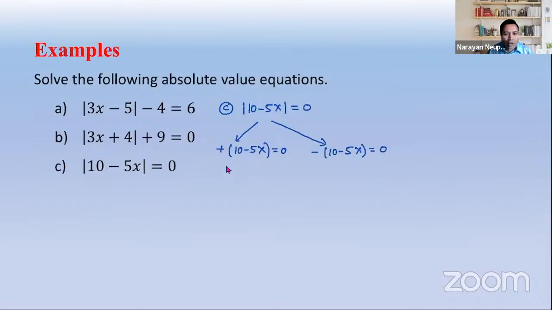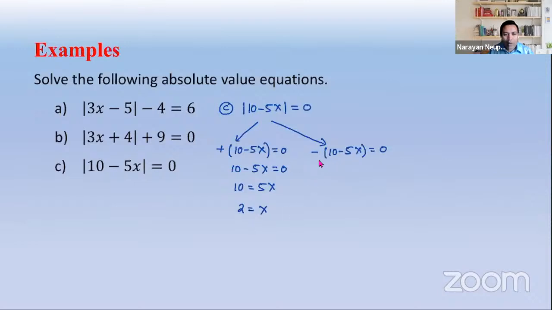And let's see what we get after solving this. When we have positive, it is just 10 minus 5x equal to 0. If we move this 5x to the other side, you get 10 equal to 5x. Now you can divide on both sides by 5, so you get x equal to 2. From the first equation, we obtain x equal to 2.